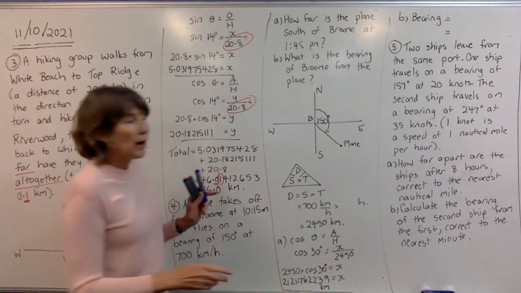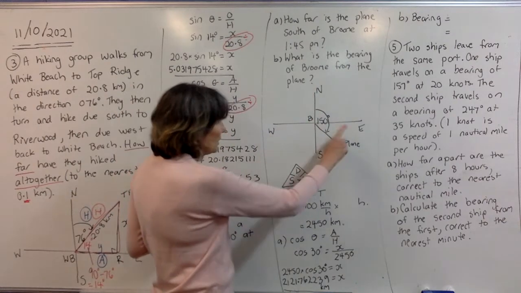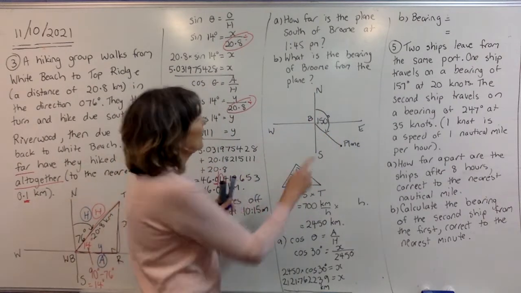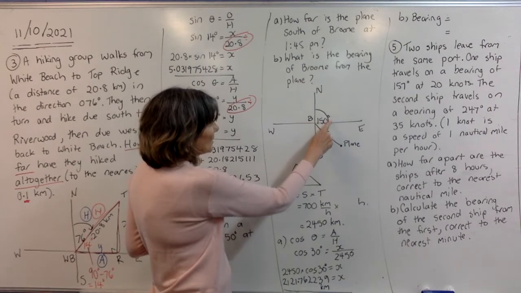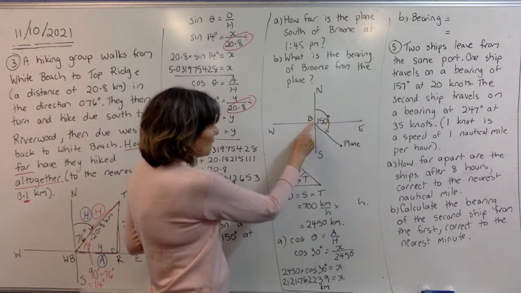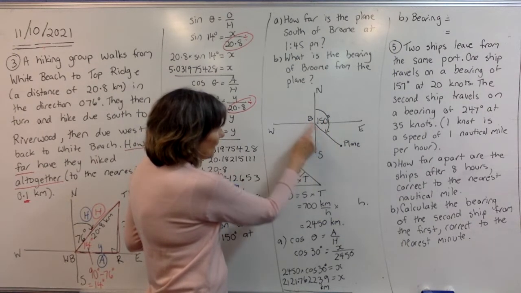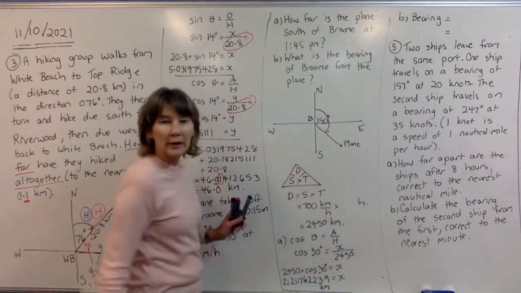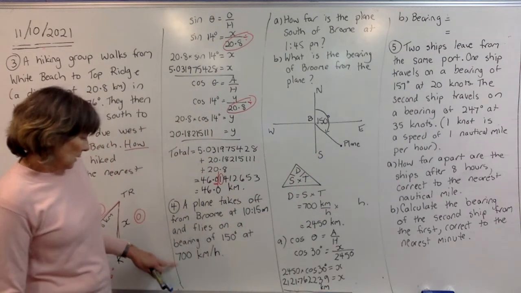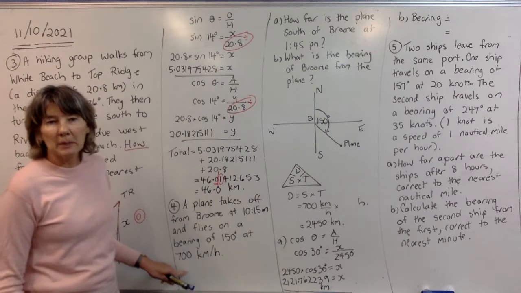We're going to draw our diagram straight away: north, south, east, west. Just put them on the bearing of 150 first. Go past the 90 and we'll be in here. So there's B for Broome. The plane has travelled along here and there it is at the moment. And it travels at 700 kilometres per hour.